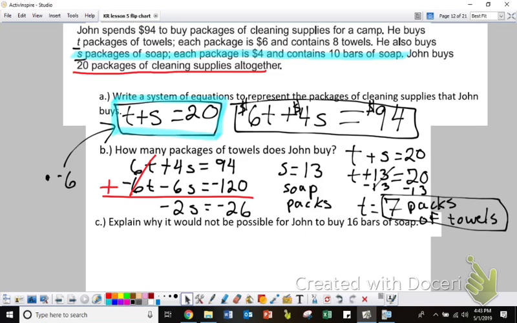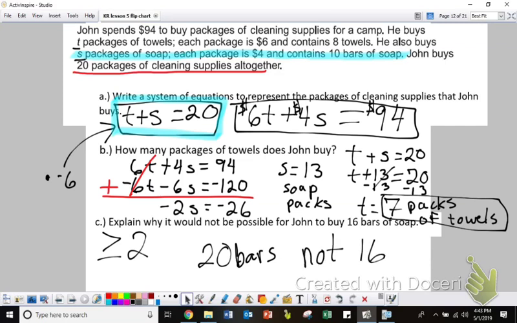Assuming we can't buy any parts of a package, you have to buy just 1 package, 2 packages, 3 packages. You should be able to say no, hopefully, because if I want 16, then that means I'm going to have to buy at least 2 packages. So at least 2 packages, and that's going to mean that I'll have 20 bars, not 16. So if you wanted to have exactly 16 bars, then you would have to buy them individually. You can only buy 1 pack to get 10, so 16 is not a multiple of 10.